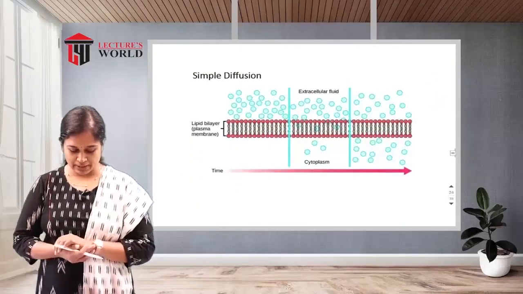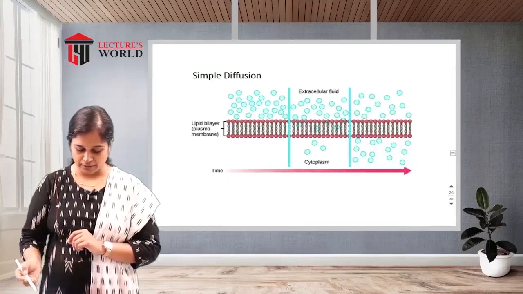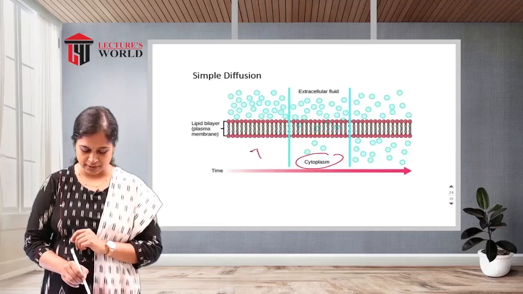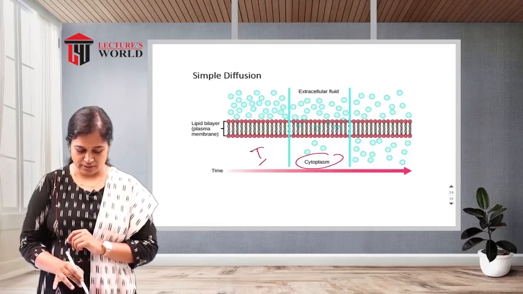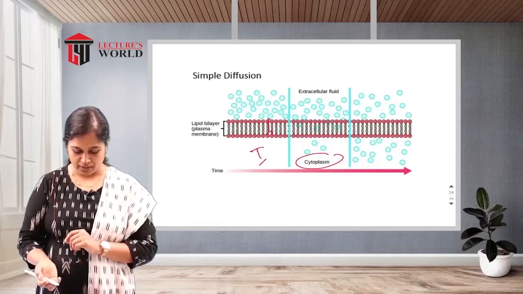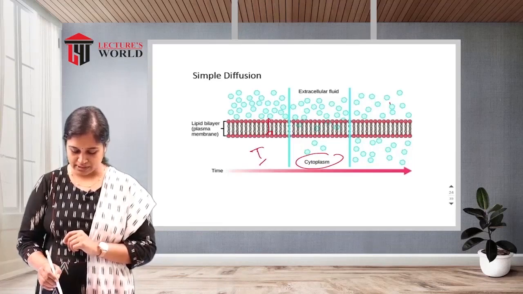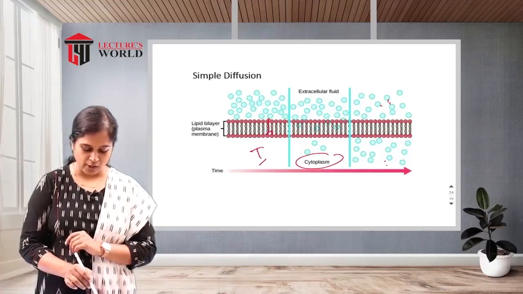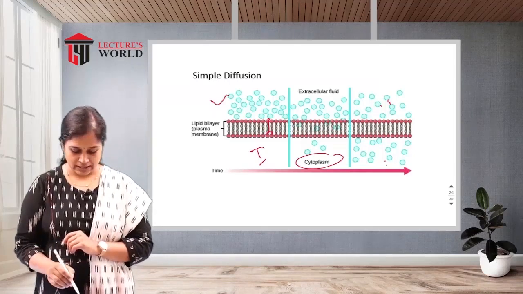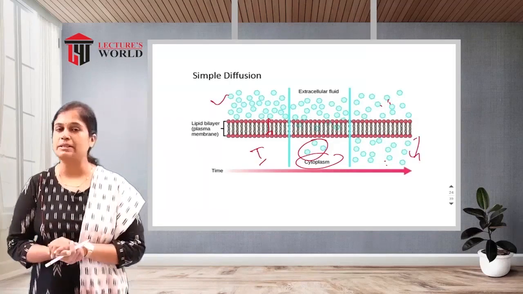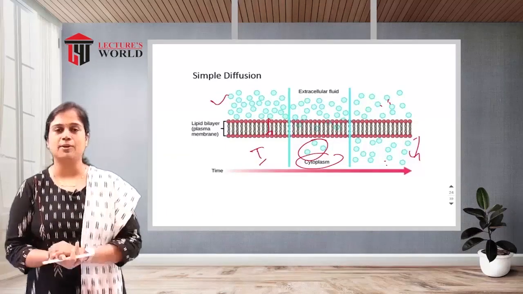So you can see in the image, this is the extracellular fluid and this is the cytoplasm, the inside of the cell. These molecules are transporting via this lipid bilayer. Primarily all the molecules were outside of the cell, then some molecules came, and gradually all the molecules will enter inside the cell. So this is an example of simple diffusion.